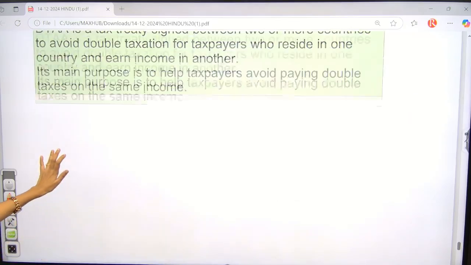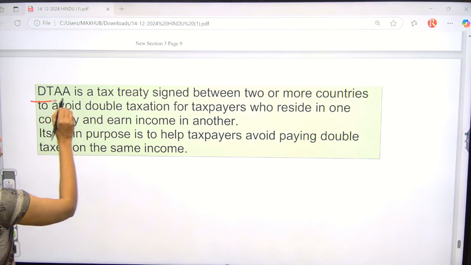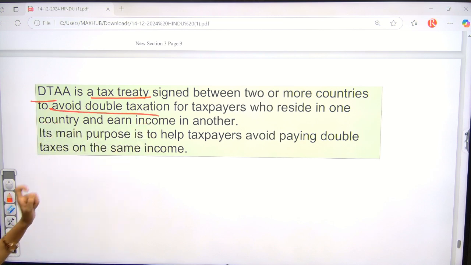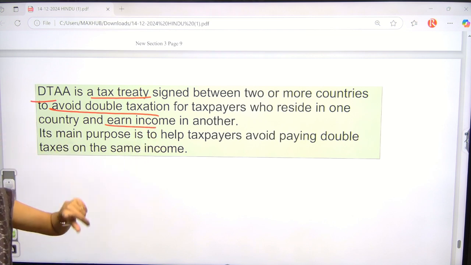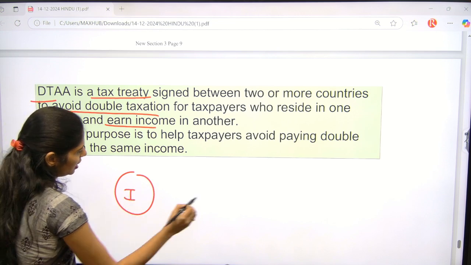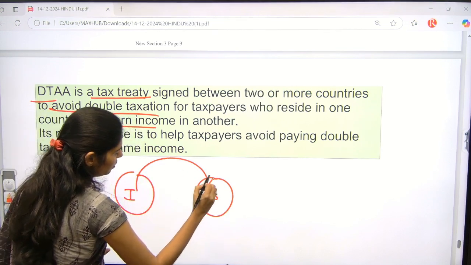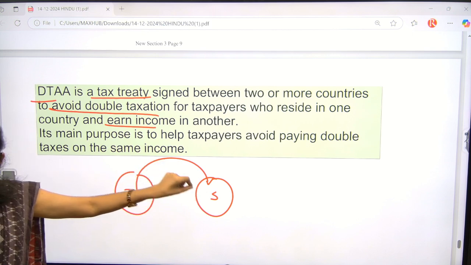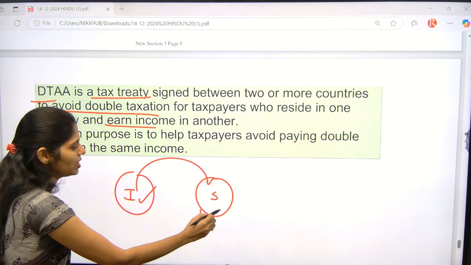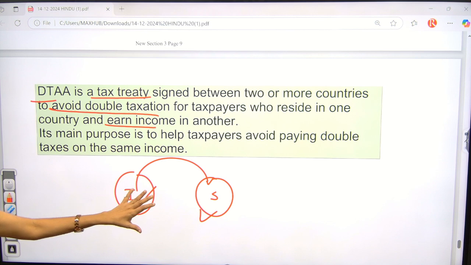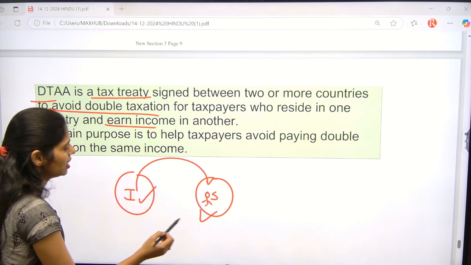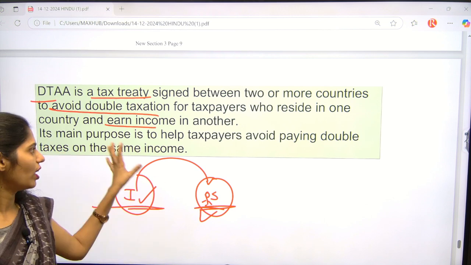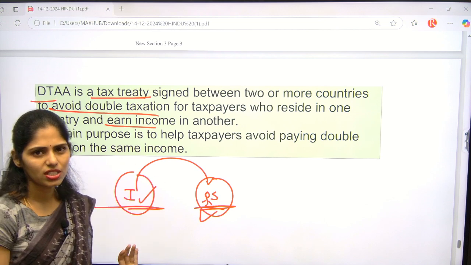So just see what this double taxation avoidance agreement is. It is a treaty signed between two or more countries to avoid double taxation for taxpayers who reside in one country and earn income in another country. That means here we have India, here we have Switzerland, and there is trade happening between these two countries. There will be some Indian entities operating this trade, right? These people pay tax in both India and Switzerland. Whenever we have DTAA, this person operating his business will pay tax either in India or in Switzerland. So there will be avoidance of double tax if you have this kind of agreement. Okay, so this is about this topic.